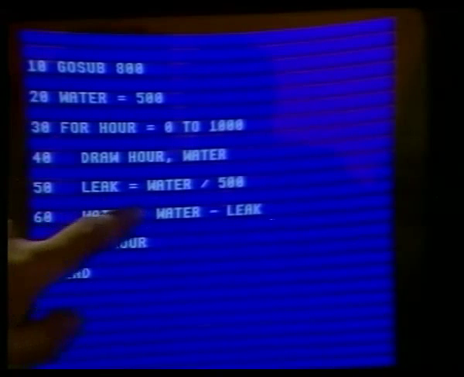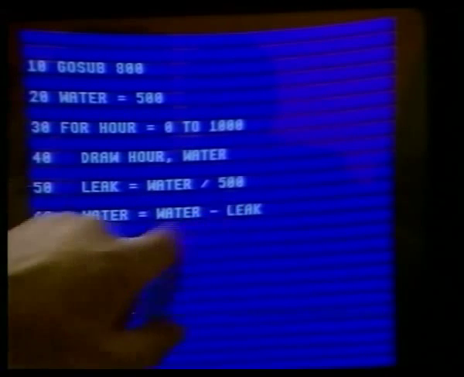On the line of time zero. Okay. Now we've got to calculate the next point. First of all, we calculate the leak. And the leak is equal to the water divided by 500. That means 1/500th of the water, the amount that's leaked away.